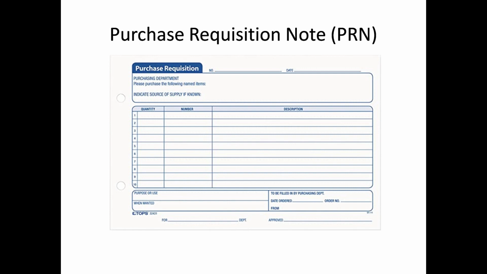Now, when the purchasing department receives a purchase requisition note, the purchasing department can start the purchasing process. Then the first thing they have to do is find a suitable supplier. If you already have registered suppliers with the company, you can easily buy from them. Otherwise, you have to call for price quotations from several suppliers.